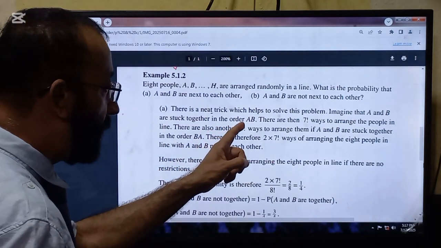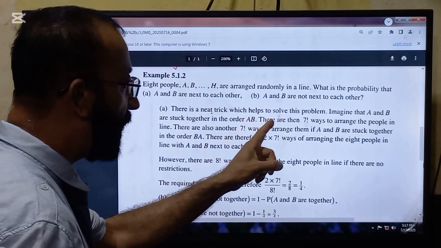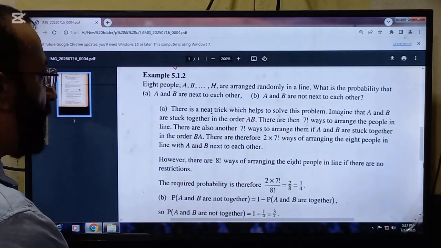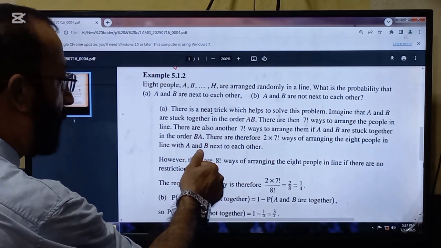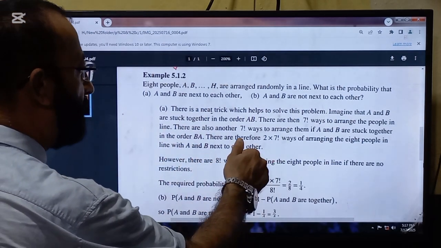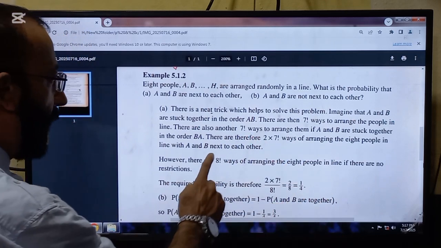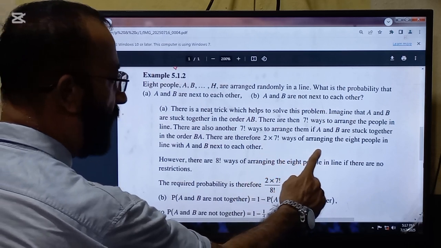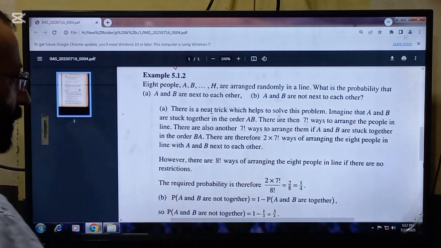So first, they are arranged in AB, so there will be 7 factorial ways to arrange the people. But if A and B are next to each other in the order BA, again there will be 7 factorial ways to arrange the people. So there are therefore 2 times 7 factorial ways of arranging the 8 people in the line with A and B next to each other.